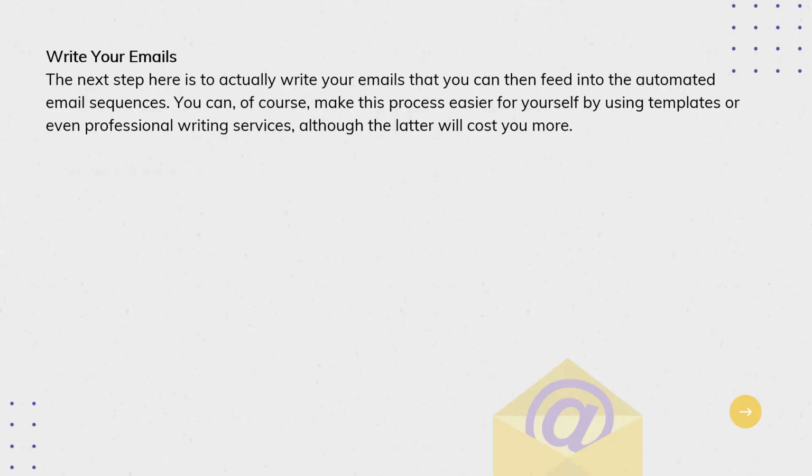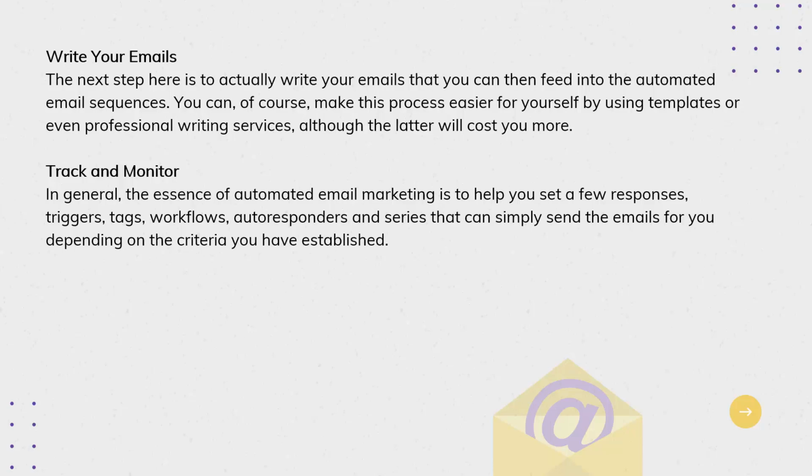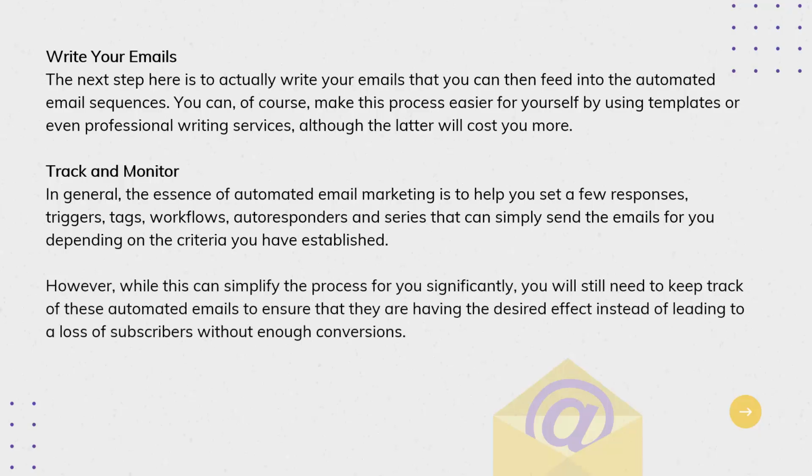Track and monitor. In general, the essence of automated email marketing is to help you set a few responses, triggers, tags, workflows, autoresponders, and series that can simply send the emails for you, depending on the criteria you have established. However, while this can simplify the process for you significantly, you will still need to keep track of these automated emails to ensure that they are having the desired effect, instead of leading to a loss of subscribers without enough conversions.